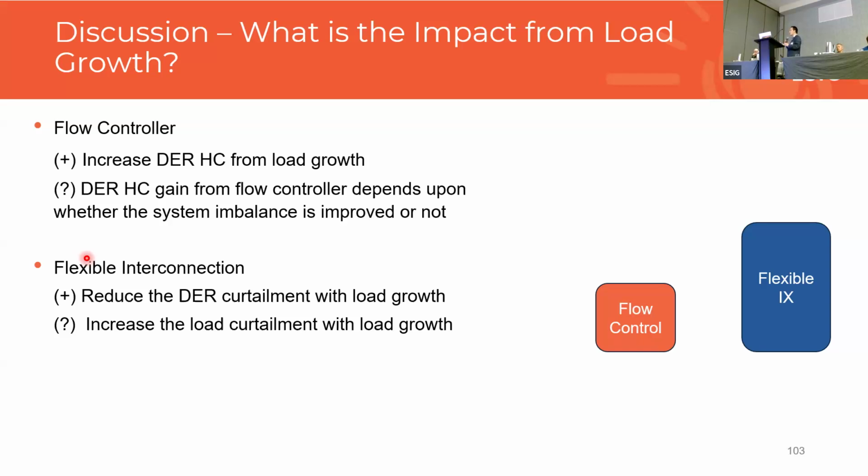Basically, your load growth will increase the DER hosting capacity, because in general your DER will serve the load and will not congest the grid asset. But then the next question is, how about the DER hosting capacity gain from the flow controllers? Well, that depends on whether the system imbalance is improved or not from the load growth. Is that right?